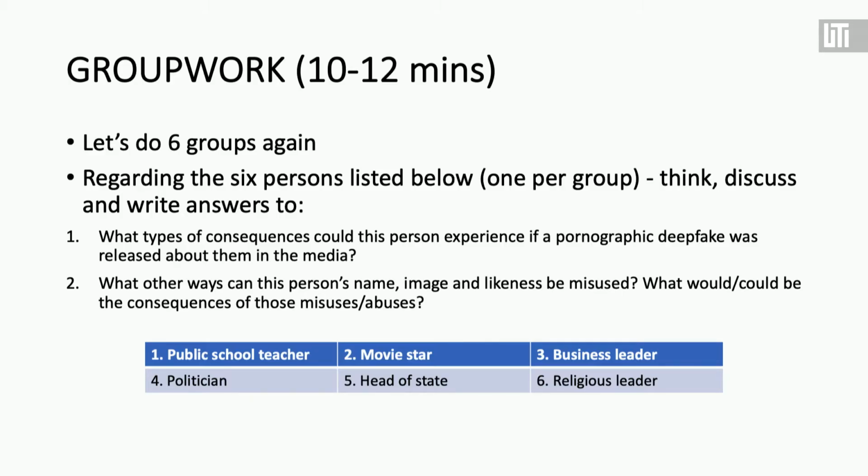And now let's do group work again. So I've listed 6 persons here below, 1 per group. Now think, discuss and write answers to what consequences could this person experience if a pornographic deepfake was released about them in the media. Now think about how this may affect this persona. And what other ways can this person's name, image and likeness be misused? What could or would be the consequences of these misuses or abuses?